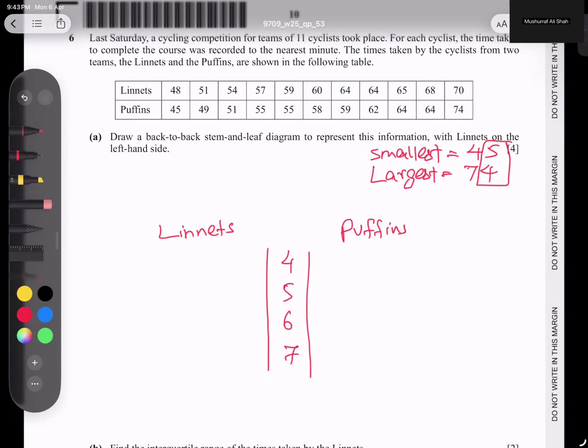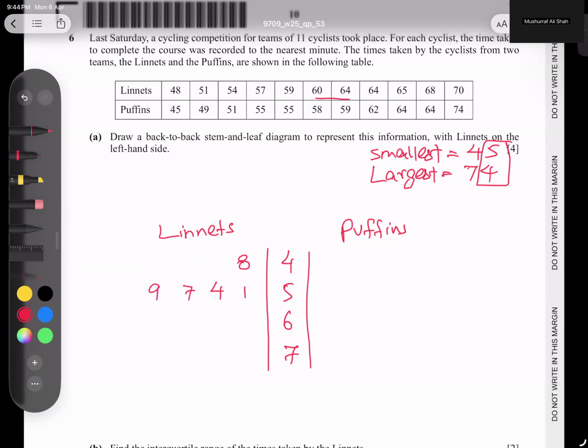Done. And now I'm going to finalize it. So first 48, I cut it, I'm writing 8 here. Then 51, 54, 59. Those four values are 50s. So 1 here, 4 here, 5, and 1, 4, 5, 1, 4, 5, 7, and 9. 1, 4, 5 is not there, sorry. 1, 4, 7, 9.